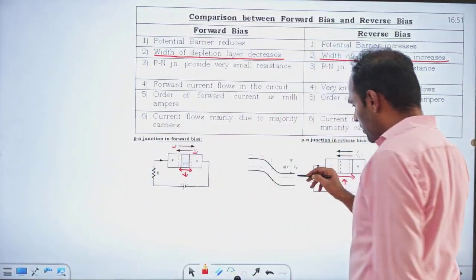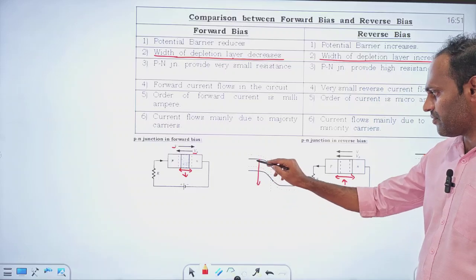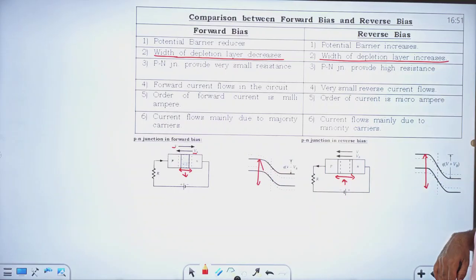Look here, here we have a barrier potential, and here we have a barrier potential. The difference is very large here, you can find it, right. Here we have less difference, here we have very large difference, right.